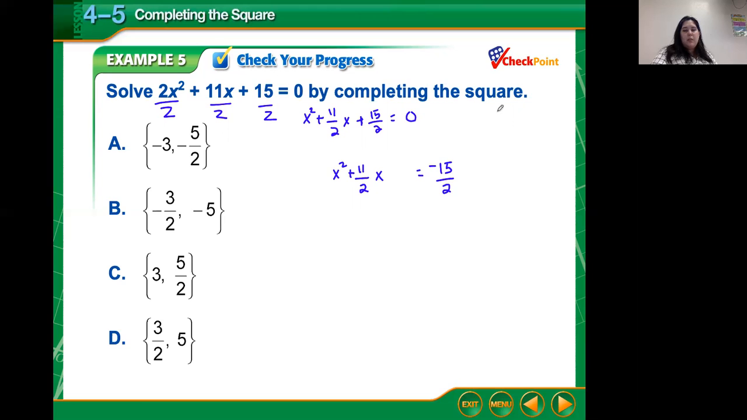We're then going to take our b term, which is 11 over 2. We're going to multiply it by 1/2 because that's the same thing as dividing by 2, and square it. When we do that, we have 11 over 4 squared, which is 121 over 16. So we're going to add 121 over 16 to both sides.